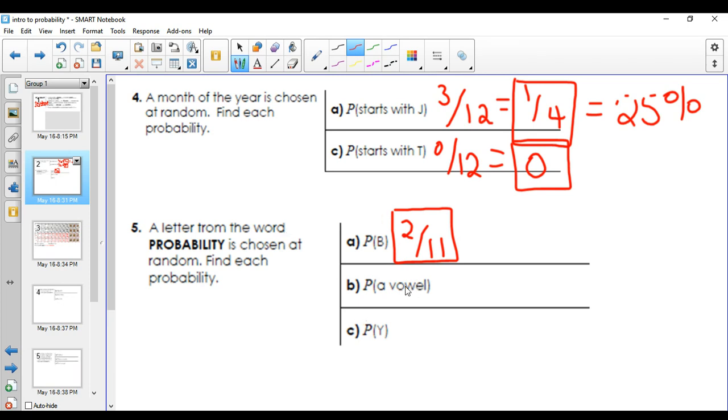Probability of choosing a vowel. There are 4 vowels in that word out of 11 total. Again, that cannot be simplified. So 4/11 is our final answer. And then the last question here, probability of choosing a Y. Well, there's 1 Y out of 11 total, and that one can't be simplified either.